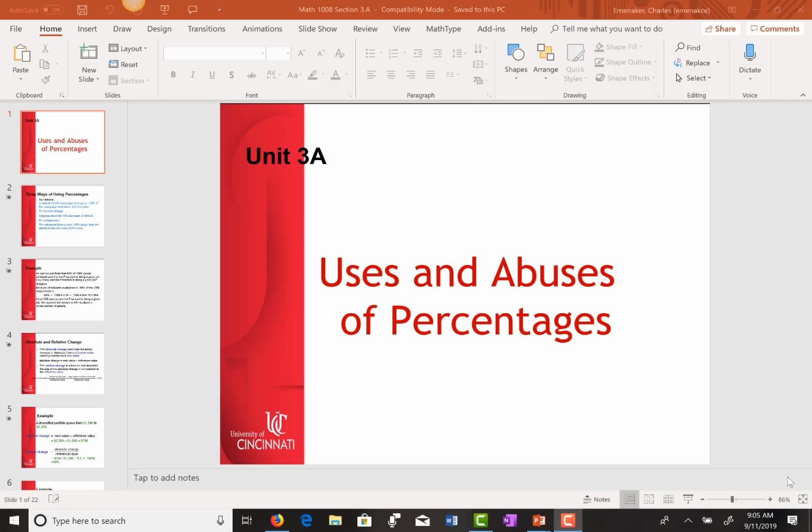Day-to-day consumer type percentage situations. You understand how they work. You know what to look for.